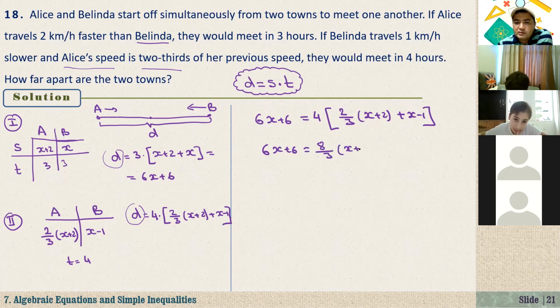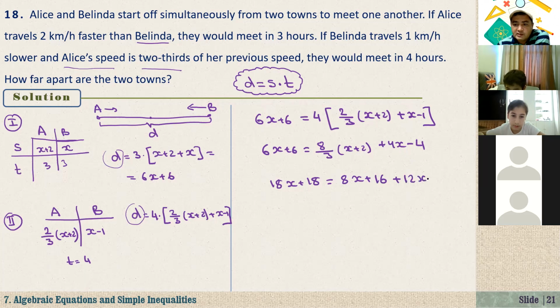8/3 x plus 2, and the plus 4 times x, it is 4x. 4 times 1, it is 4. Right? Now, if you multiply both sides by 3, because here we have 8/3, 3 times 6, 18x plus 18. And here we have 3 times 8/3, it is 8. 8 times x, that is 8x. 8 times 2, it is 16. 3 times 4, 12x. And 3 times 4, it is 12, right?